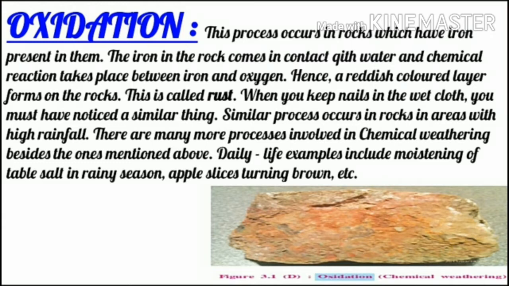There are many more processes involved in chemical weathering besides the ones mentioned above. Daily life examples include moistening of table salt in the rainy season, apple slices turning brown, etc.